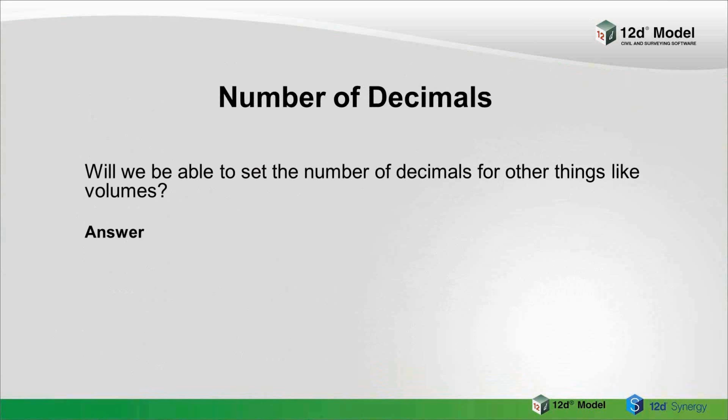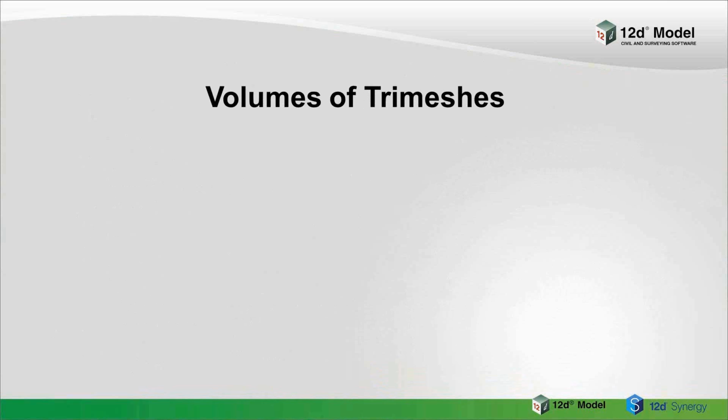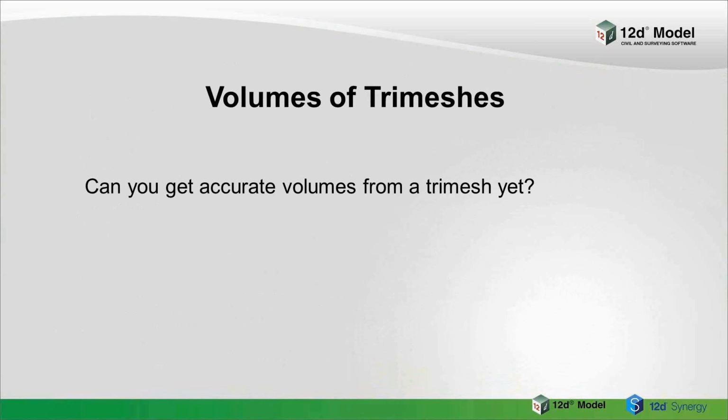Will you be able to set the number of decimals for other things like volumes? Now, I presume this has come from the drainage people, where they could set the number of decimals to be shown on the calculation. So I wasn't quite certain where this is. But for any of our XML reports, we supply the XSLT to produce the report, so you can go in and change the number of decimal places. But just let me know if you were thinking about it in another way, that I have misinterpreted.